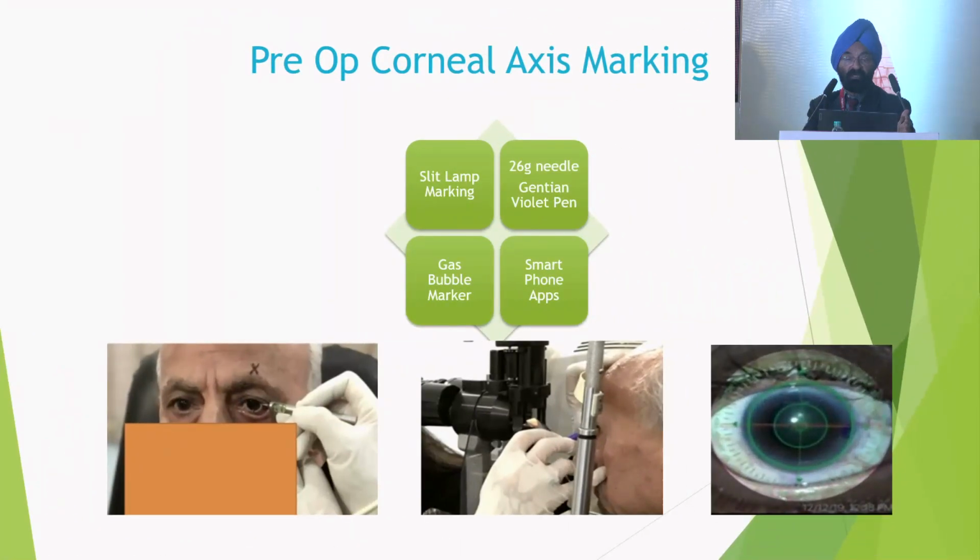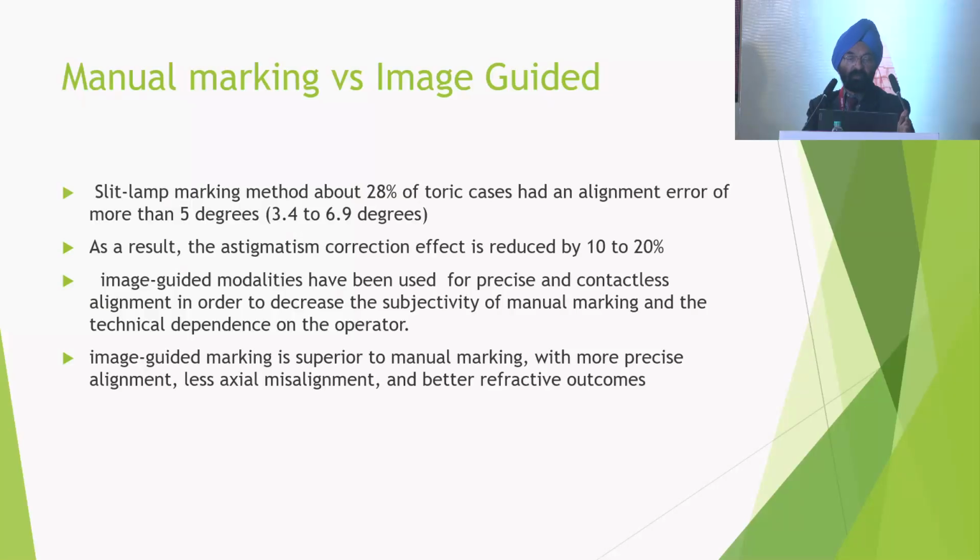So pre-operative marking for toric IOL is important. It can be done with slit lamp marking, gas bubble marker, or you can scratch with a gentian 26 needle and stain with trypan blue or gentian violet, or there are now smartphone apps also available. So what is better, manual marking or image guided?